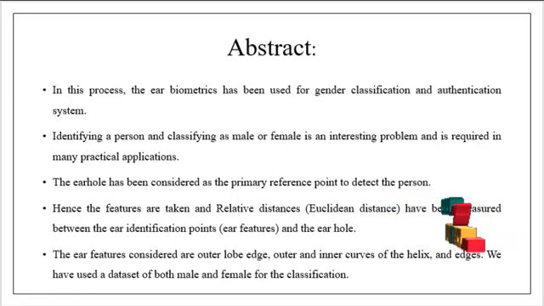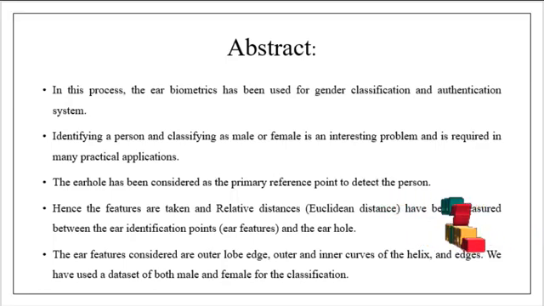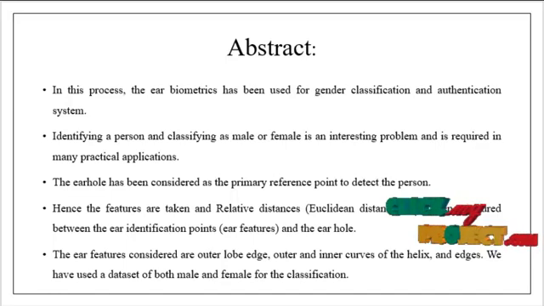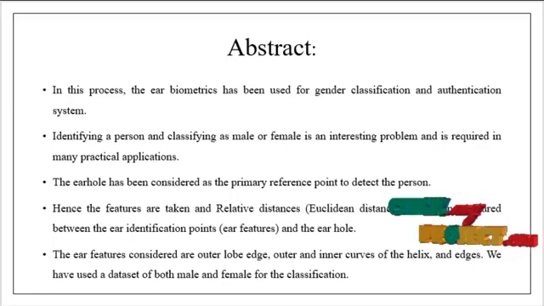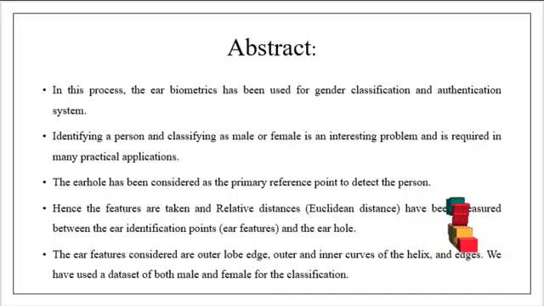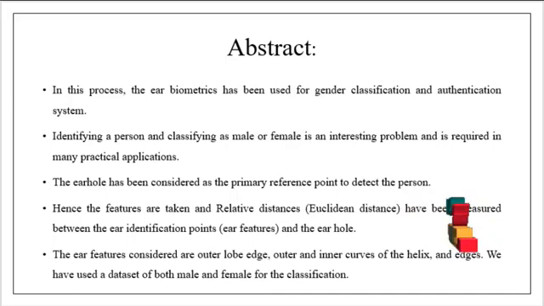The ear features considered are the outer lobe edge and the outer and thinner curves of the helix and edge. We have used a dataset of both male and female for the classification. Hence this project consists of three major steps: feature extraction, classification and performance estimation. By these three only we can justify whether the input person is authenticated or not.